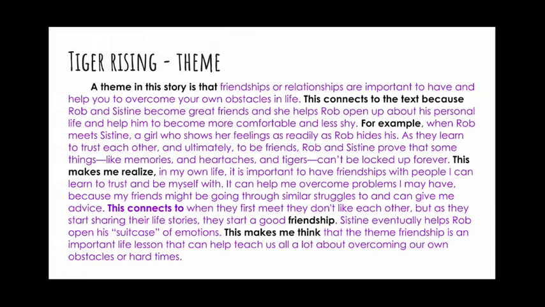This makes me realize in my own life, it is important to have friendships with people I can learn to trust and be myself with. It can help me overcome problems I may have because my friends might be going through similar struggles too and can give me advice. This connects to when they first meet, they don't like each other, but as they start sharing their life stories, they start a good friendship. Sistine eventually helps Rob open his suitcase of emotions. This makes me think that the theme friendship is an important lesson that can help teach us all a lot about overcoming our own obstacles or hard times.